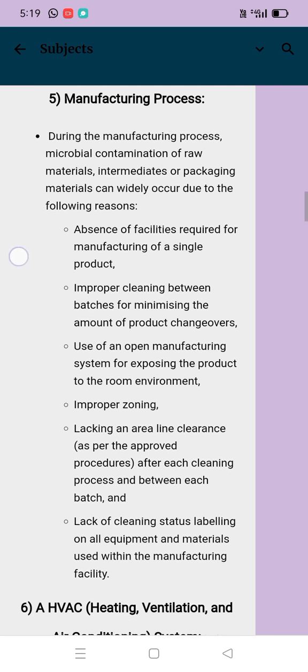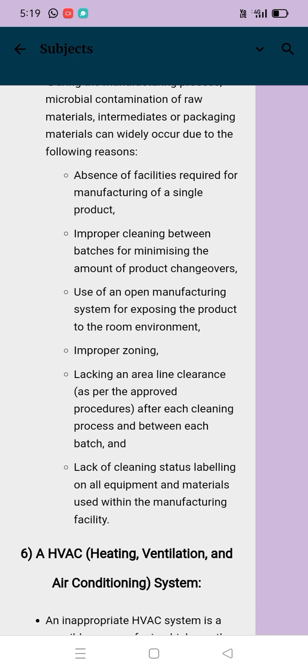Next, in the manufacturing process, the factors that cause contamination are the absence of facilities required for manufacturing, or improper cleaning between batches. After preparation of one batch, if you go for another batch without cleaning properly, the previous batch may come in contact with the newly prepared batch. Other factors are use of an open manufacturing system, improper zoning, lacking area line clearance after each cleaning, and lacking cleaning status labeling on all equipment. All these things will lead to contamination of the products.